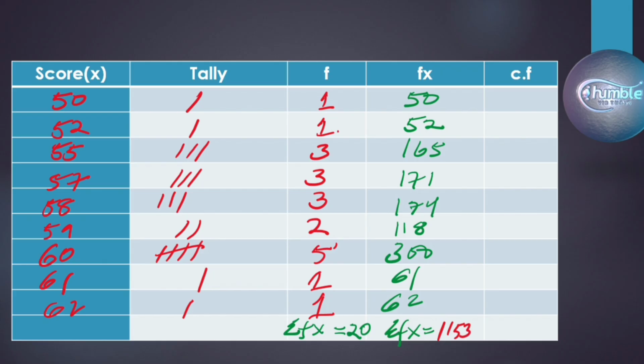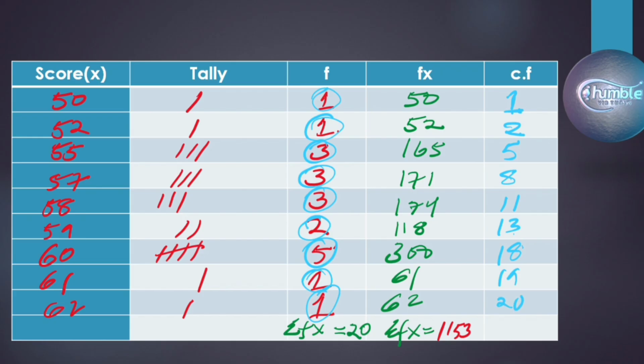1153. And then let us now work on the CF. We said that we are going to add the cumulative frequencies going down, starting with the first frequency, which is 1. So 1, at that point, 1 plus 1, we get 2. 2 plus 3 gives you 5. 5 plus 3 gives you 8. 8 plus 3 gives you 11. 11 plus 2 gives you 13. 13 plus 5 gives you 18. 18 plus 1 is 19, and 19 plus 1 is 20. Then this becomes the end of your working.